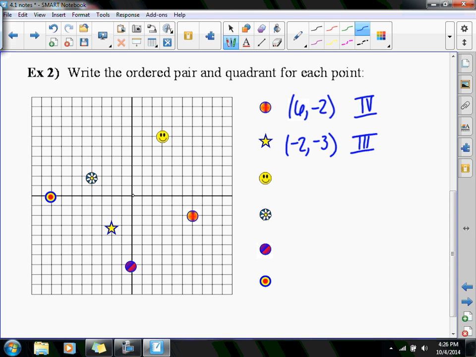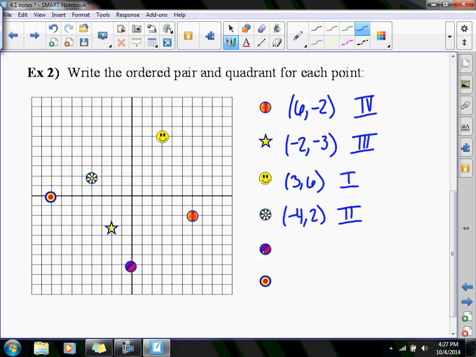Okay, the smiley face is 3 over to the right and 1, 2, 3, 4, 5, 6. 3, 6. And he's positive, positive. So he's in the first quadrant. The little daisy goes back 1, 2, 3, 4, and up 2. So back 4 and up 2. Puts the daisy in the second quadrant.